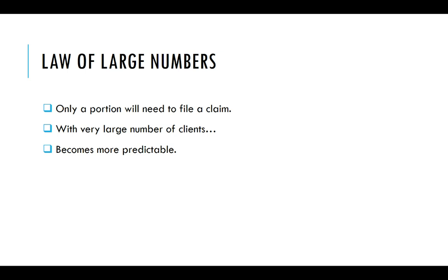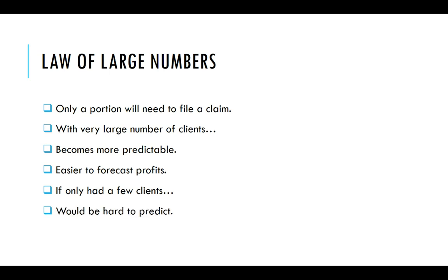So with large numbers of clients, you can figure out a forecast. How much are we going to be paying out for accidents and house fires and those kinds of things, making it easier to forecast profits. So again, the whole profitability model of insurance is based on this idea of the law of large numbers. To be clear, if they only had a few clients, this would not be something they could predict. It would be really difficult if you just had two big clients. It would be very random.